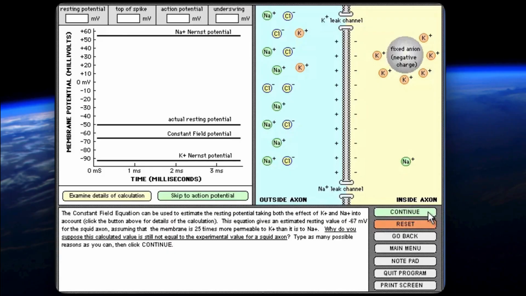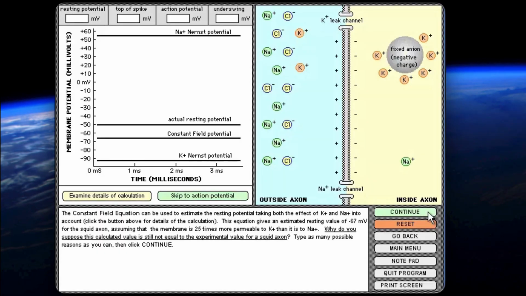The constant field equation can be used to estimate the resting potential, taking both the effect of potassium and sodium into account. Details of the calculation will be shown. This equation gives an estimated resting value of negative 67 millivolts for the squid axon.